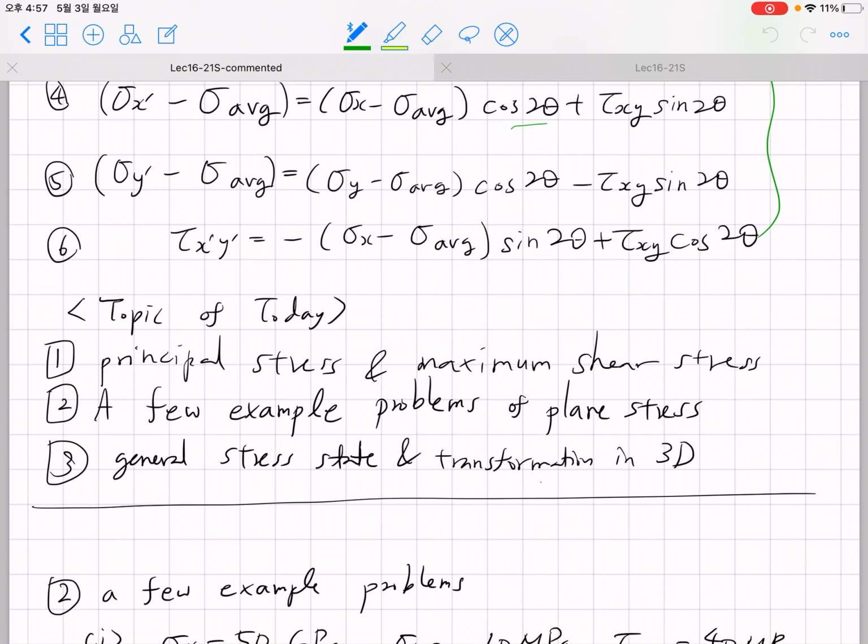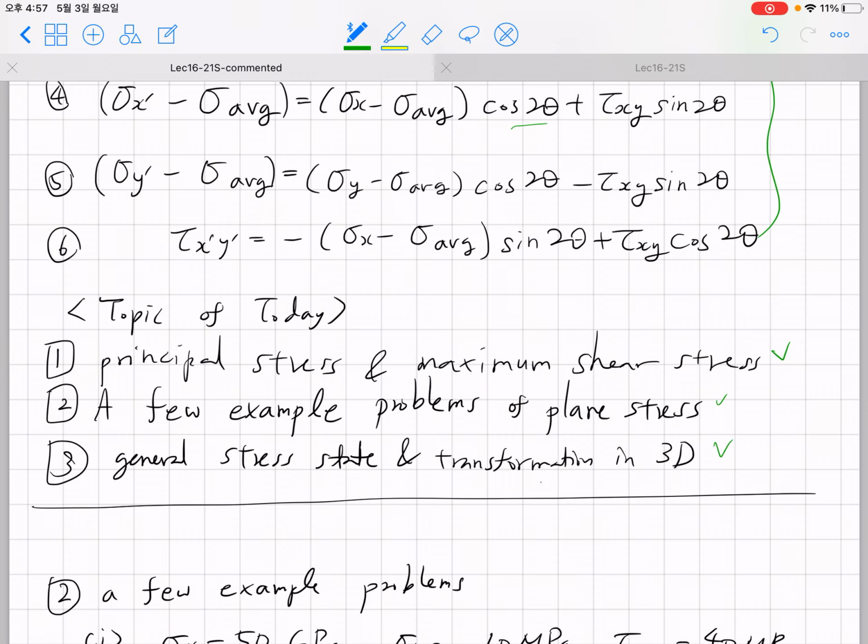So the topics we're going to cover today are as follows. First, we'll discuss principal stress and maximum shear stress. After we discuss principal stress and maximum shear stress, we'll solve a few example problems of plane stress. And then we'll move on to a three-dimensional case and discuss the general stress state and transformation.